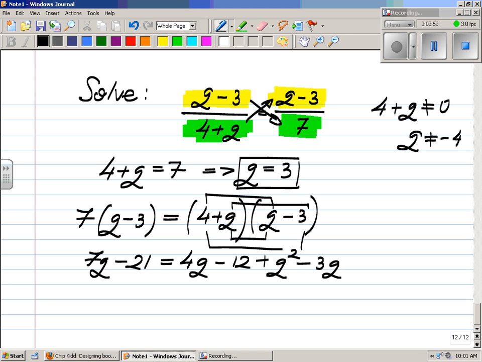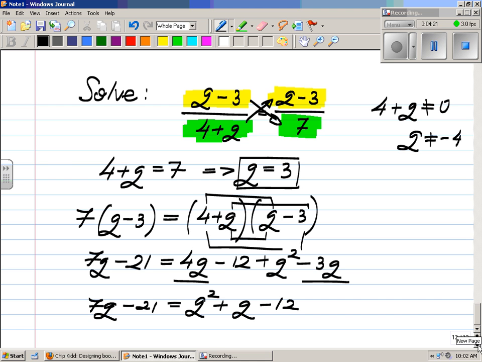What should be the next step? Well, on the right, you should simplify by combining your like terms, right? I have 4q minus 3q. That will leave me with how many q? 1. So left, 7q minus 21. Right, I'm going to put that q squared first. I have q squared plus q, because 4q minus 3q is just q, minus 12.